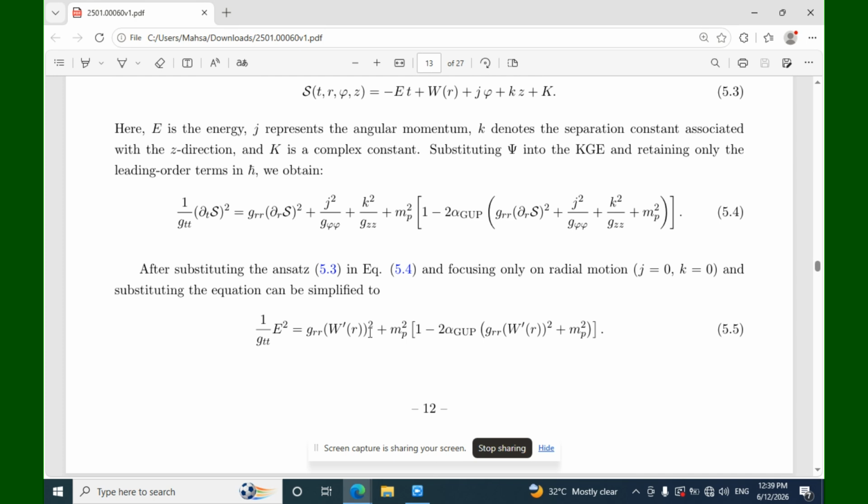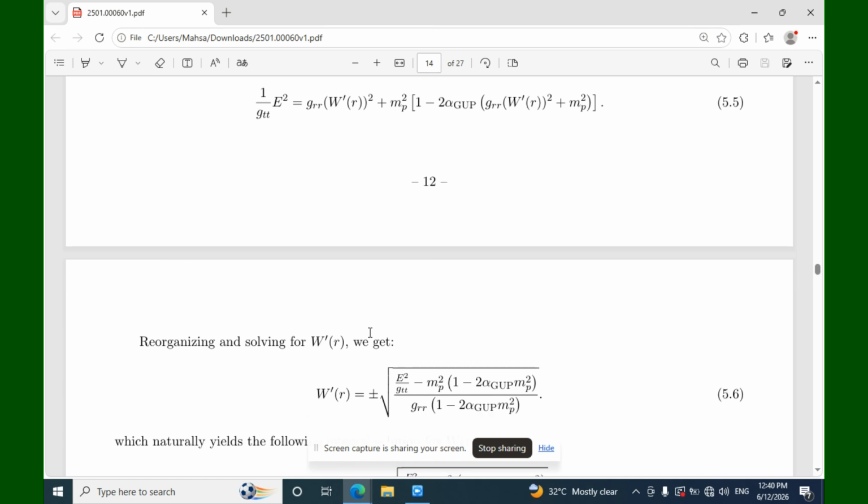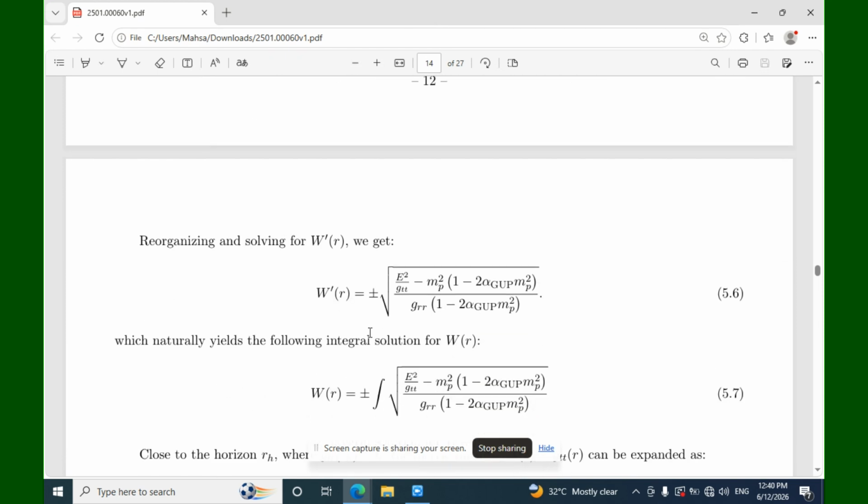After substituting the action in equation 4.4 and focusing only on radial motion, J is equal to 0, K is equal to 0, and substituting, the equation can be simplified to these equations. 1 divided by gtt multiplied by E to the power of 2 is equal to grr multiplied by W prime r to the power of 2 plus mp to the power of 2 multiplied by 1 minus 2 alpha GUP, or generalized uncertainty principle, multiplied by GR multiplied by W prime R to the power of 2 plus MP to the power of 2.